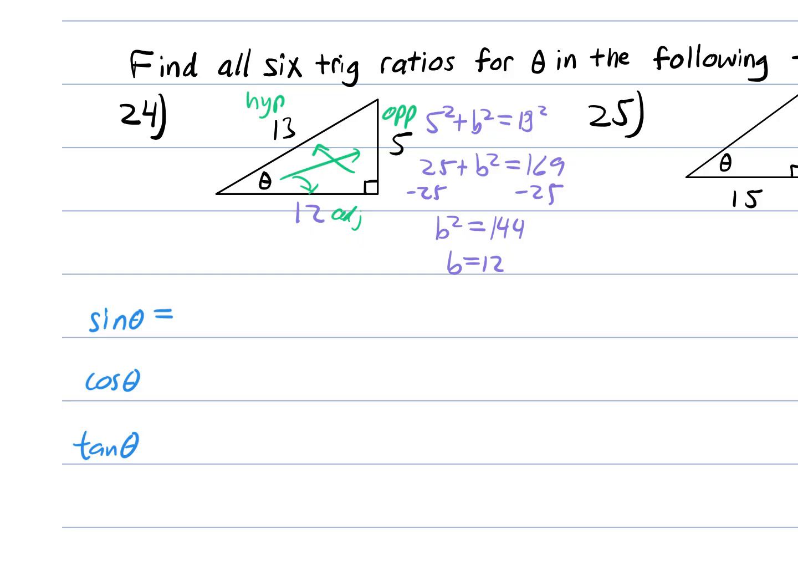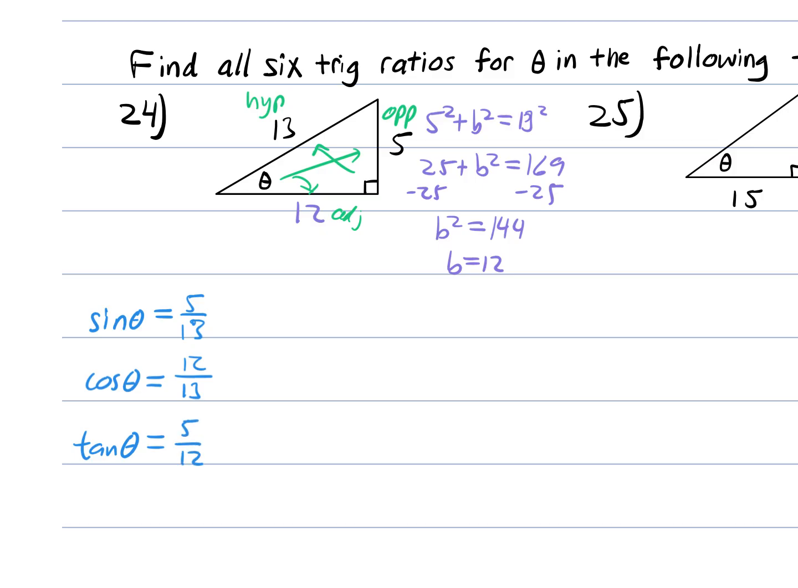All right, so SOHCAHTOA, that's the easiest one to start with, right? It's going to be 5 over 13, right? So sine is opposite over hypotenuse. Ka, right, cosine is adjacent over hypotenuse. It's going to be 12 over 13. Tangent, TOA, is going to be opposite over adjacent, so 5 over 12.